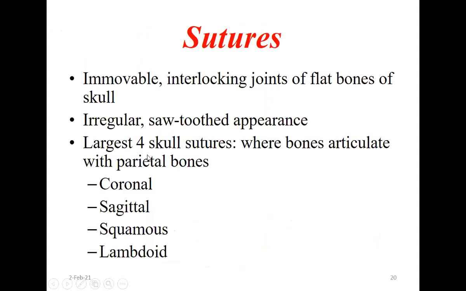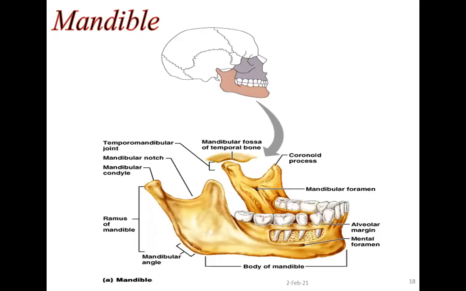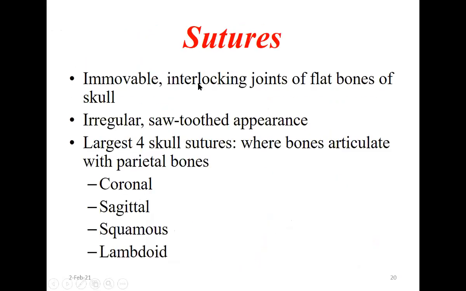So the coronal suture, then the sagittal suture is in the midline. So here will be the sagittal, then the squamous and the lambdoid suture. So these are the four sutures which we see in the skull, which are the largest. There are smaller sutures, but these are the four important largest.